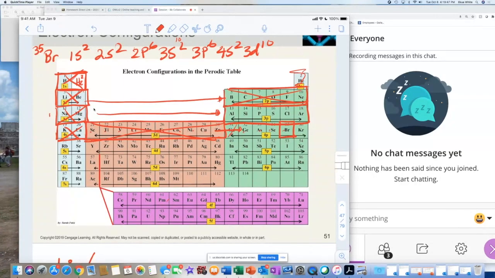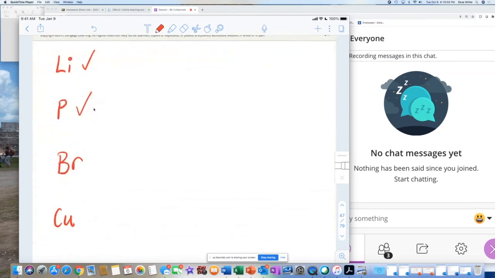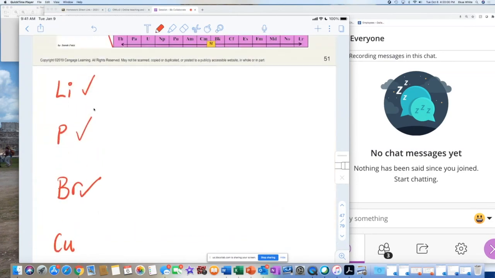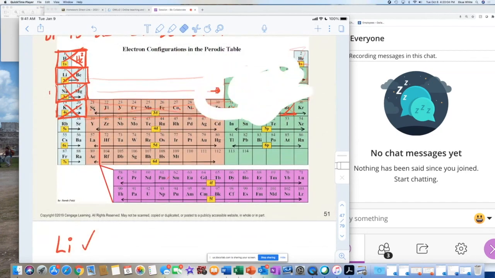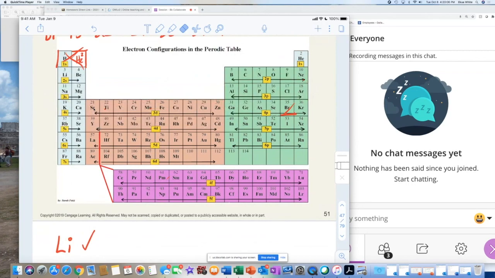So now 4p5. Then I had one more, and that one more was going to be copper. Of course, with copper we kind of stop along the way. So once you get the hang of it, it's not that bad, right? Now we're going to stop at where copper is.